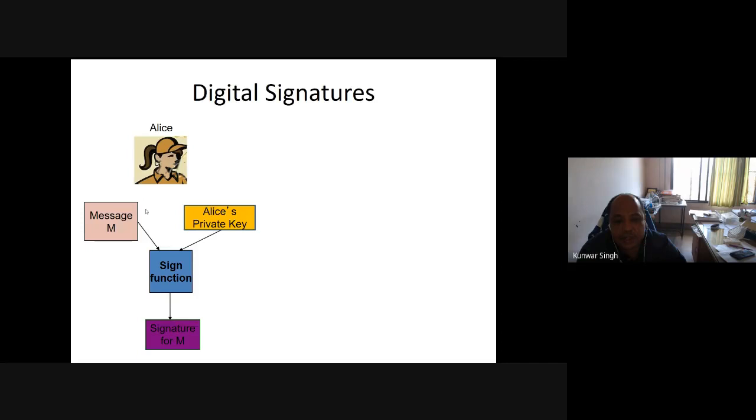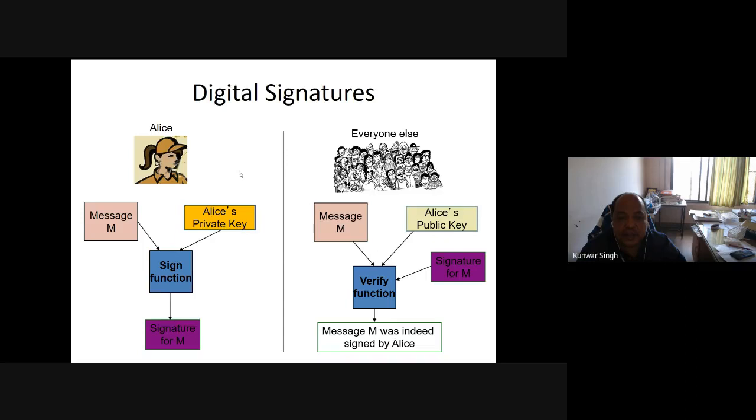Okay, and everyone else, whoever knows the public key, like whoever knows the unique handwriting of the director, or you can say the public key, they can easily verify it. So the verification algorithm will be that everyone else, whoever knows Alice's public key, they can know that this signature is made by Alice. So everyone can verify this, whoever knows Alice's public key.